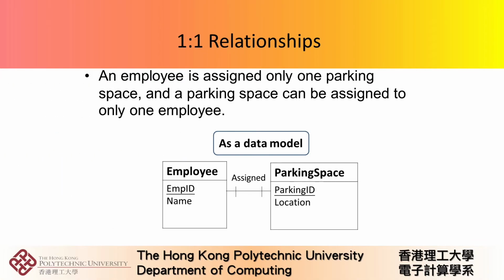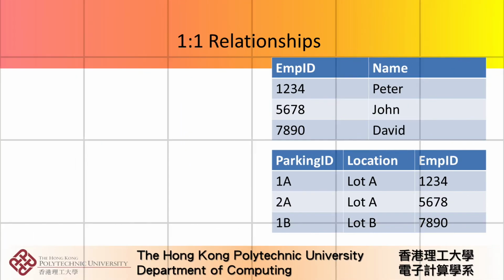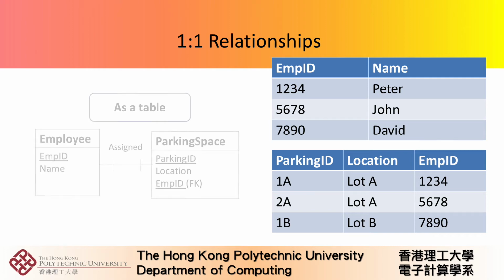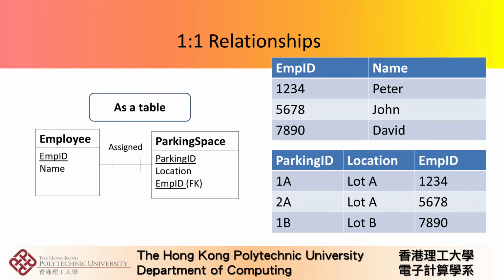In this example, an employee is assigned only one parking space, and a parking space can be assigned to only one employee. This ER diagram is a data model. However, when the ER diagram is made into a table, the primary key for the entity employee should be the foreign key for the parking space entity. The table should be shown like this.